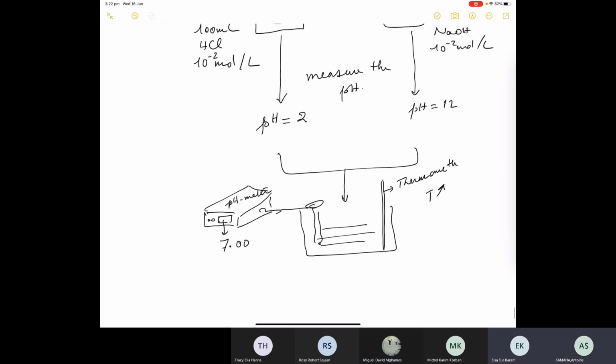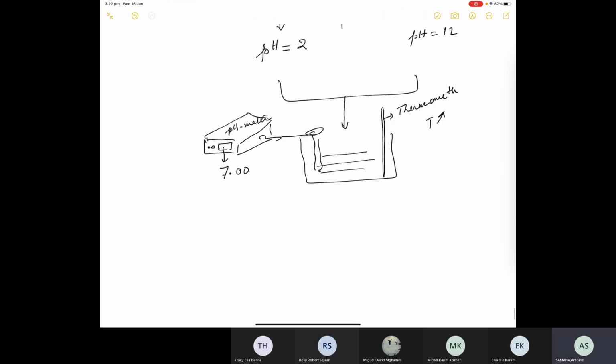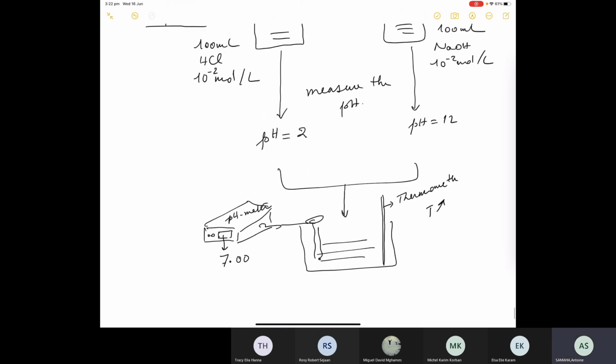Okay. I'm sure that when we mix stoichiometric amounts of a strong acid and a strong base, the resulting solution is neutral, right? pH came out 7. And this reaction is exothermic. The temperature increases. But what are the chemical species that are involved in this type of reaction?